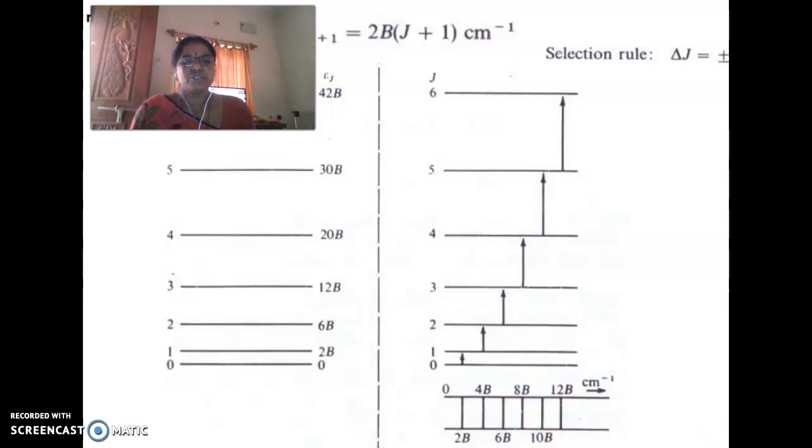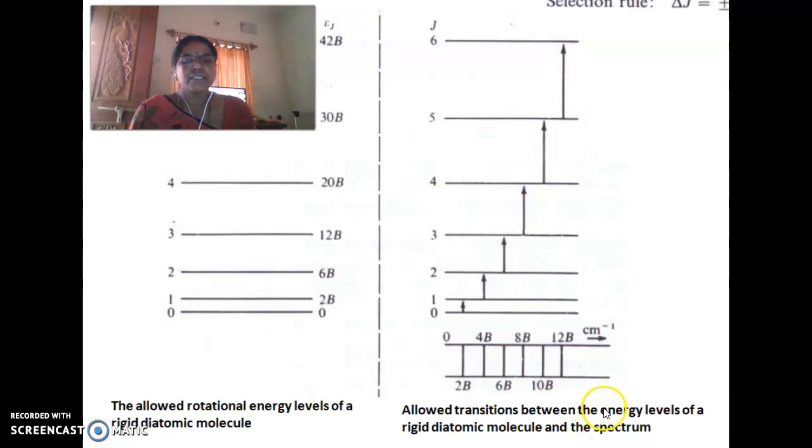So this is what is called the allowed transitions between the energy levels of a rigid diatomic molecule, and the spectrum. Once again I repeat, these are the allowed transitions in which we consider delta J is equal to plus or minus 1 between the energy levels of a rigid diatomic molecule. So this is a very important derivation from the examination point of view. In the next class, I will tell you the remaining part of the microwave, that is the rotational spectroscopy. Thank you.